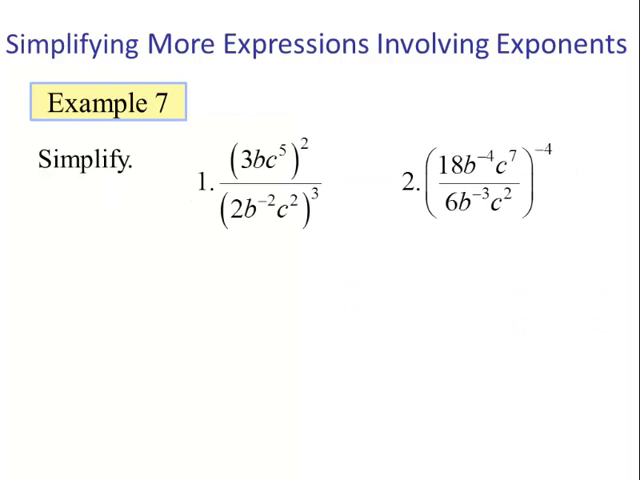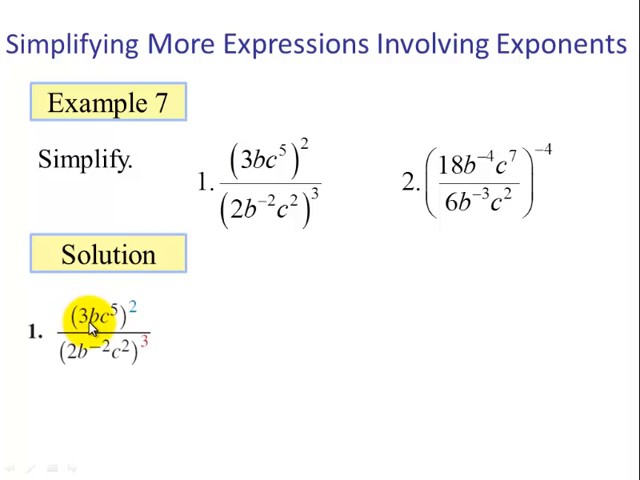Example 7. Simplify this expression and this expression. So for number 1, since we have an expression to a power, we want to distribute the 2. So base 3 has an exponent of 1, base b has an exponent of 1, base c has an exponent of 5. So each power will get multiplied by 2. For the denominator, base 2 has an exponent of 1, b has an exponent of negative 2, c has an exponent of 2. Every power will get multiplied by 3.